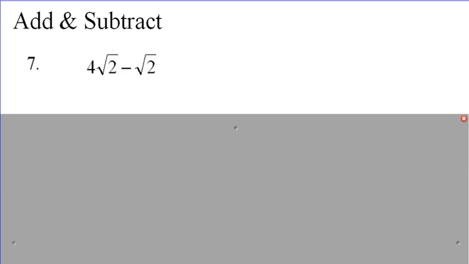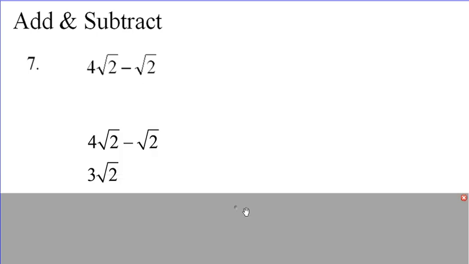For number 7, I have 4 square roots of 2 minus the square root of 2. Again, these are like terms. So if I have 4 here and I subtract 1, I would end up with 3 square roots of 2.